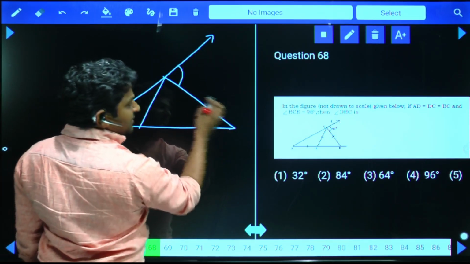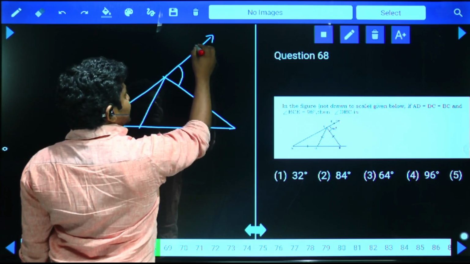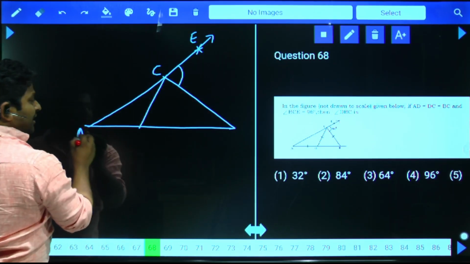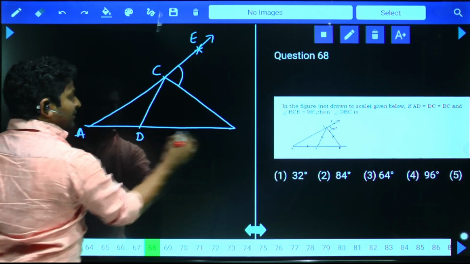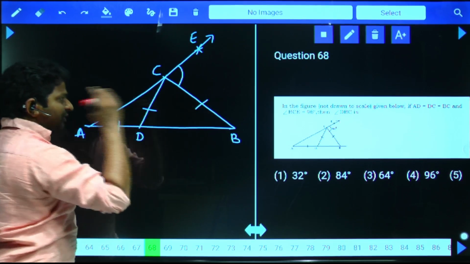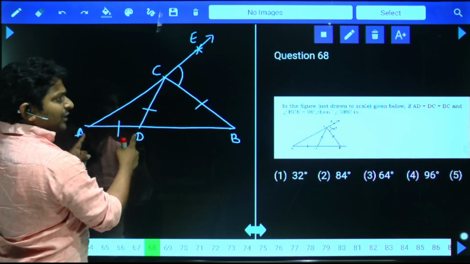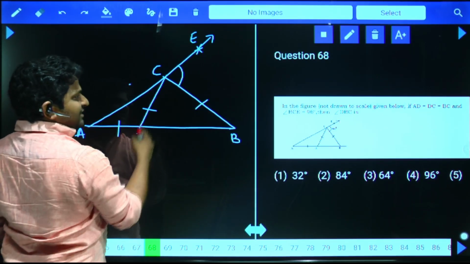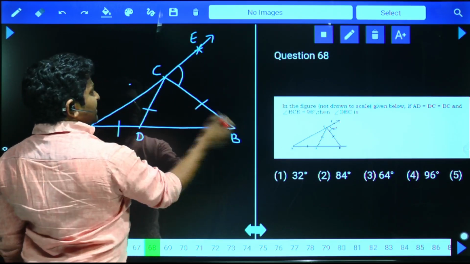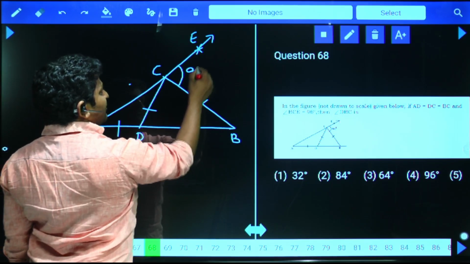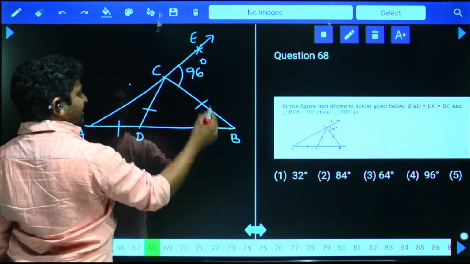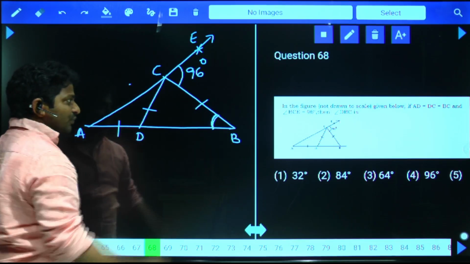This is given as 96. These are the points E, C, A, D, B. Both of these are equal. AD is equal to DC is equal to BC. Angle BCE is equal to 96 degrees. Angle DBC, this angle is equal to how much? This is your question.